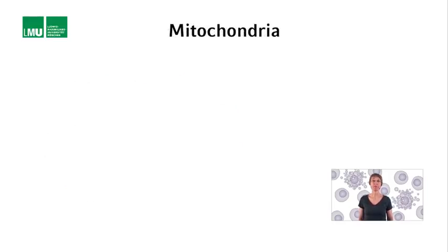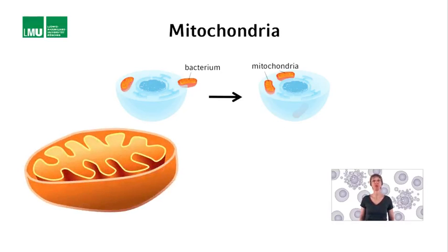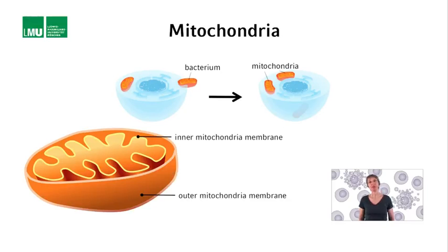What are mitochondria? Mitochondria are very interesting and important organelles. They originated from a bacterium, which at some point must have been phagocytosed by a eukaryotic cell. For this reason, mitochondria are actually surrounded by two membranes, an outer mitochondrial membrane and an inner mitochondrial membrane. The space inside the inner mitochondrial membrane is referred to as matrix, and the space between the outer and inner mitochondrial membrane is referred to as intermembrane space.